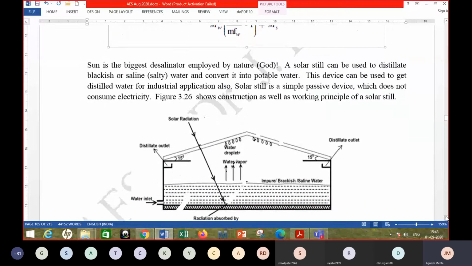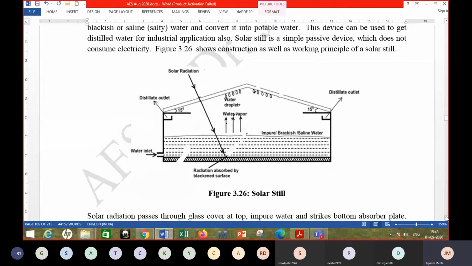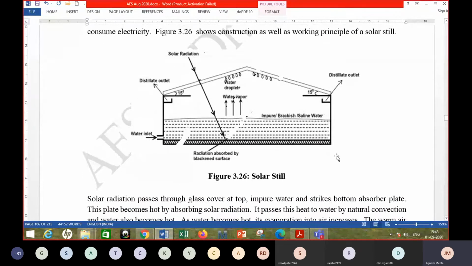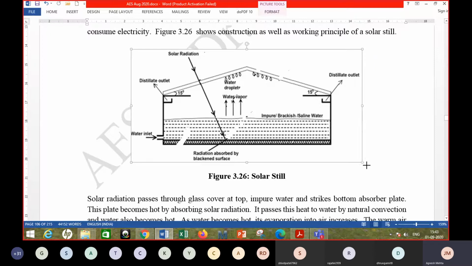Now let us understand the process employed for desalination. So this diagram schematically explains the different processes involved. Of course, it's a very simple device, very simple and passive device. By passive, what we mean is it doesn't use any form of human-produced energy. It's just the natural solar radiation that is utilized by this device.